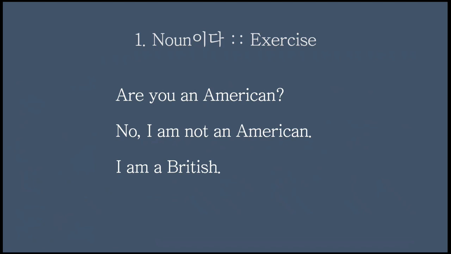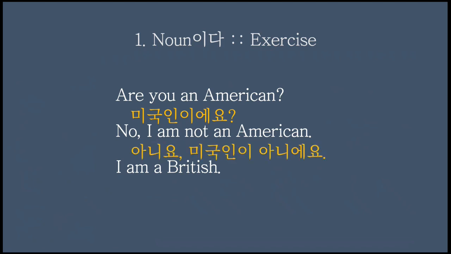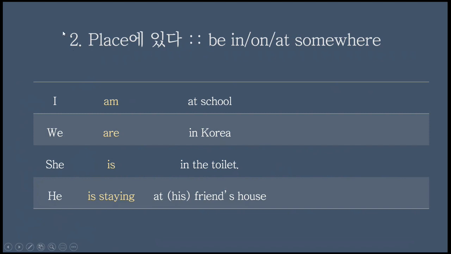Okay, let's do it together. Are you an American? An American means American person, isn't it? So we can say 미국인이에요? How would you say, no, I'm not an American? We take the different structure, isn't it, for negation. 자, 아니요. 미국인이 아니에요. Don't forget this subject marker 이 or 가, okay? 자, final one. I am a British. 어떻게 말해요? 저는 영국인이에요. Or, obviously, you can hide this subject. 영국인이에요. 좋습니다. Very good. Let's move on to the second part.